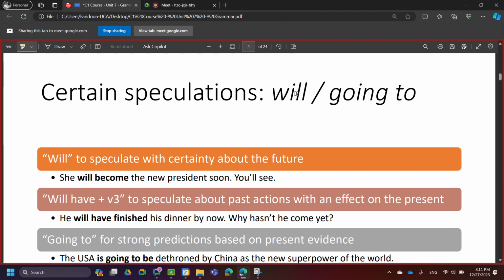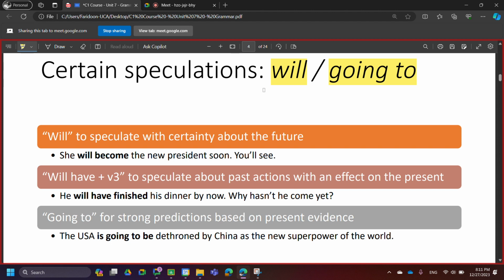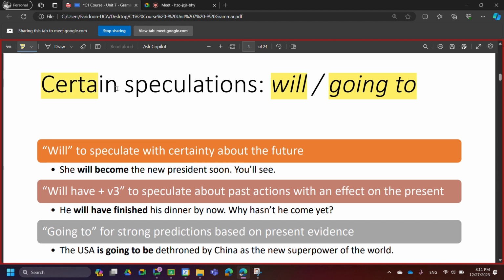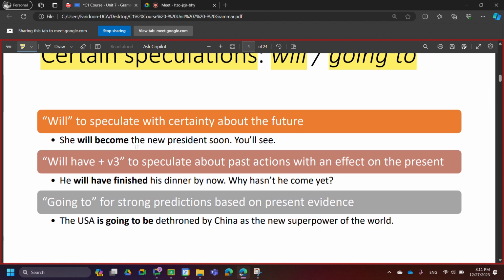We're going to talk about "will" and "going to" in here, okay? And they are used, of course, to provide certain speculations. First, the uses. We use "will" to speculate with certainty about the future. Example: she will become the new president soon. You will see. So I'm very sure about this, right? I'm certain about this speculation.